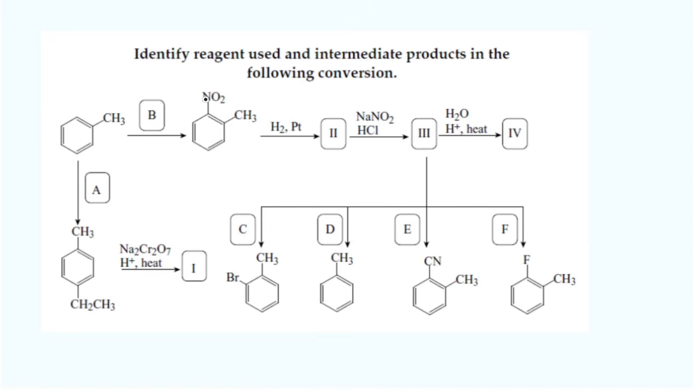It is converted to orthonitrotoluene. This is a nitration reaction. So we need HNO3 with H2SO4 as a catalyst. This combination is also called as nitrating mixture. So you can see that methyl is ortho-para directing. Therefore, you are going to get both ortho and para products.